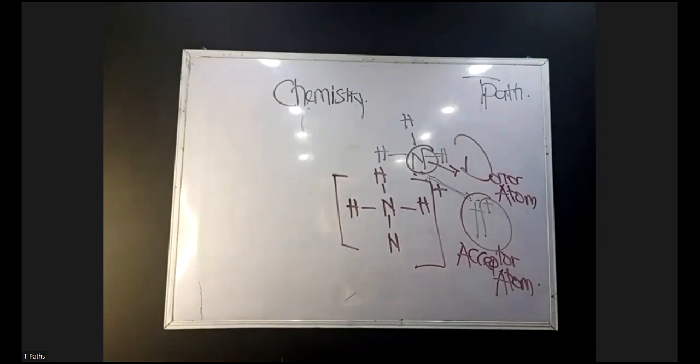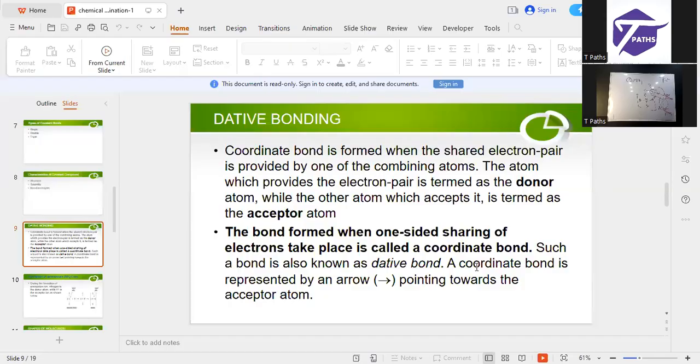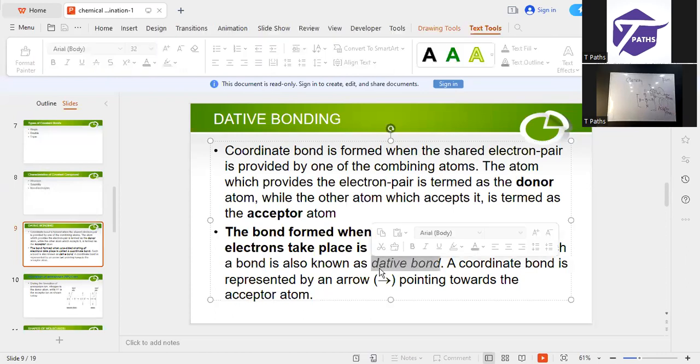Now, you can see that the bond formed when one-sided sharing of electrons takes place is called a coordinate bond. I'll show that here using this diagram. Such a bond is also known as dative bonding. So coordinate bonding is known as what? Dative bonding. A coordinate bond is represented by an arrow pointing towards the acceptor atom.